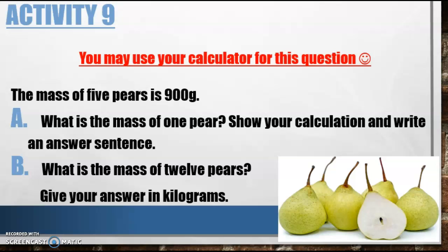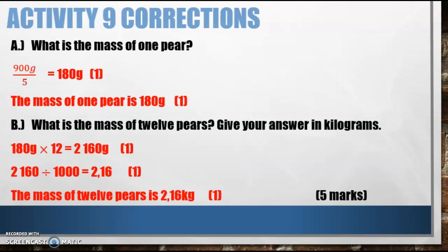Moving on to Activity 9. You may use your calculator for this question. The mass of 5 pears is 900 grams. Question A. What is the mass of 1 pear? Show your calculation and write an answer sentence. Question B. What is the mass of 12 pears? Give your answer in kilograms. Please pause the video and press play when you are ready to mark. Activity 9 corrections are as follows. Please give yourself a mark out of 5.